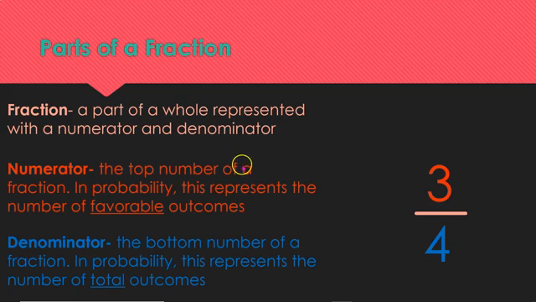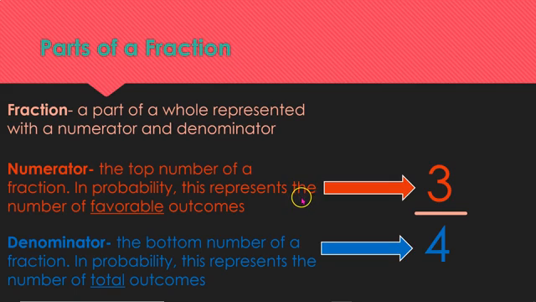We're going to look at the fraction 3/4. The numerator in this fraction is 3. That means that there are 3 chances of an event happening. The denominator is 4, which means that there are 4 total outcomes that are possible.